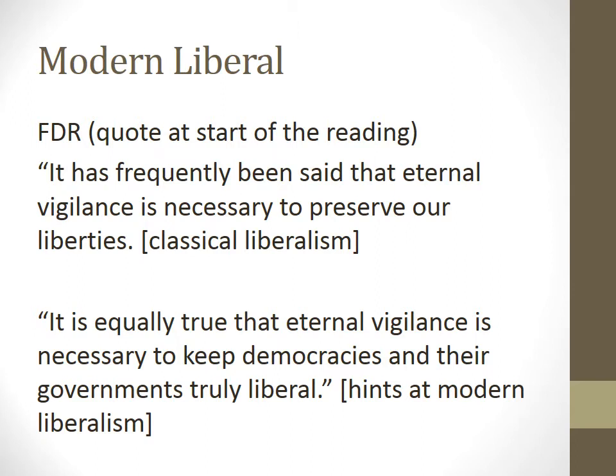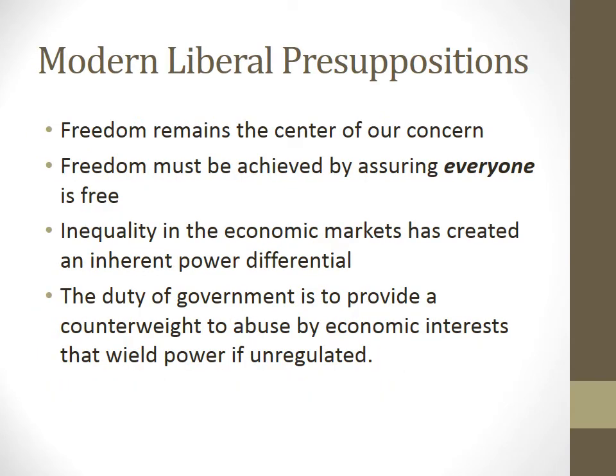And so let's go into that and now look at modern liberal presumptions as opposed to the classical liberal. Number one, freedom is still the center of concern. That's what makes it liberal, that freedom is still the main goal. But it focuses on everyone being free, not an individual hypothetically being free, which is what classical liberalism is all about. That we basically assume everybody should be free and that things will be fine.